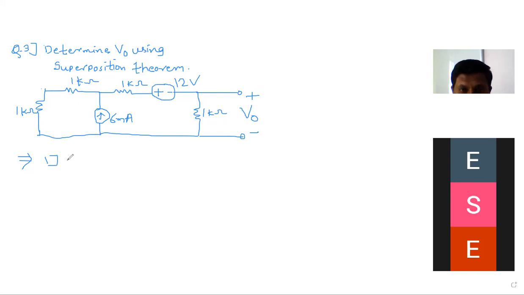So after keeping 12 volt as it is and making 6 milliampere current source open, we have to find out V01. Right? What will happen to V0 now? V01. Okay, that we can start now, when only 12 volt voltage source is acting alone. Okay, now we have to draw the diagram.